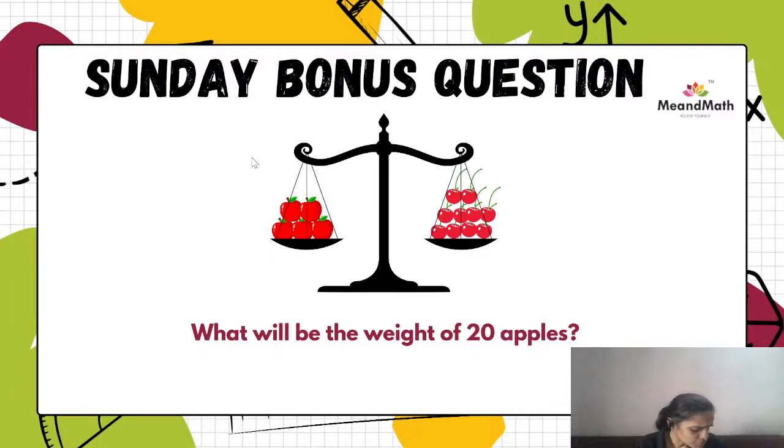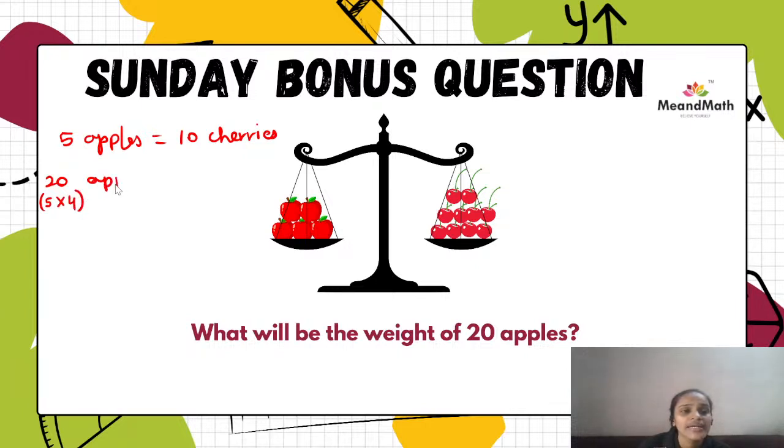Yay, I got the answer from Soham and Trijal. Soham says 40 cherries, Trijal says 100 cherries. Okay, all right, so Soham is absolutely correct because if 5 apples equal 10 cherries, then for 20 apples, we are getting 5 multiplied by 4, right? So here also I will multiply by 4. 10 multiplied by 4 cherries is equal to 40 cherries.